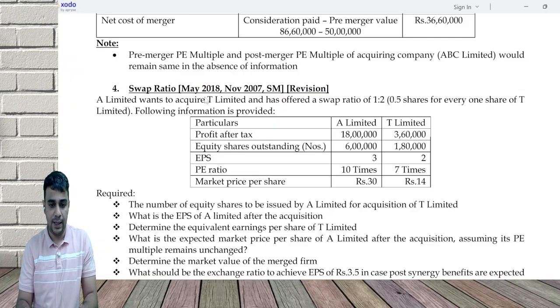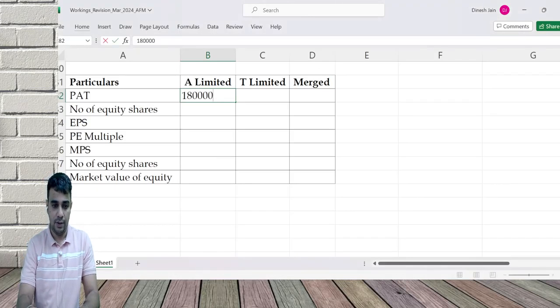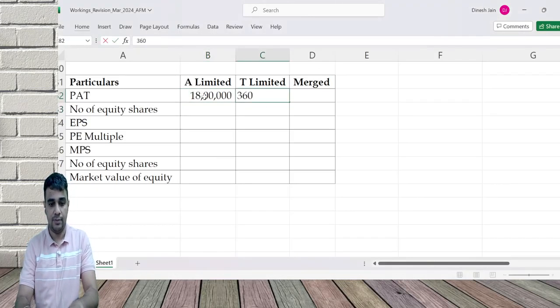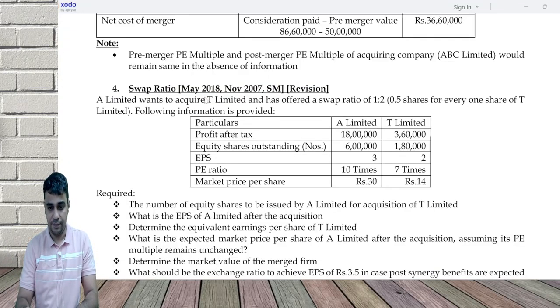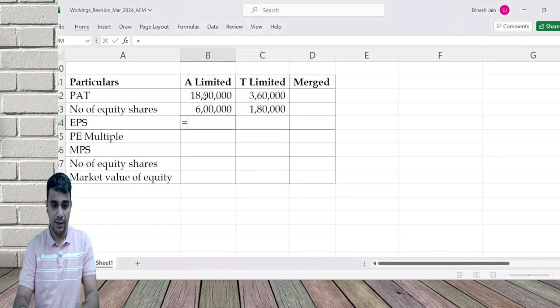For the PAT given for A limited, 18 lakh, T limited, we'll see, merged we will see later. Number of equity shares, 6 lakh and 1 lakh 80. EPS, P/E multiple, 7. MPS is 14. Again number of equity shares.